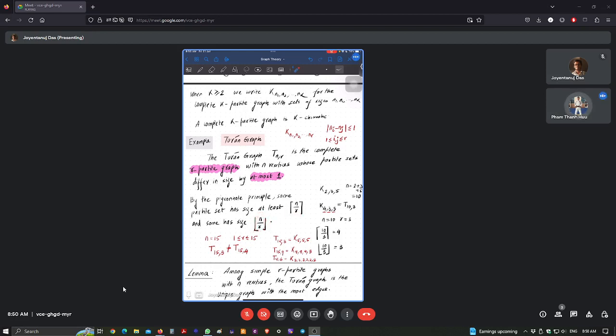So that is what we are doing. So 15 divided by 6, we have 3, right? The ceiling of that will be 3, and the floor of that will be 2. So that's why some 3 and some 2.